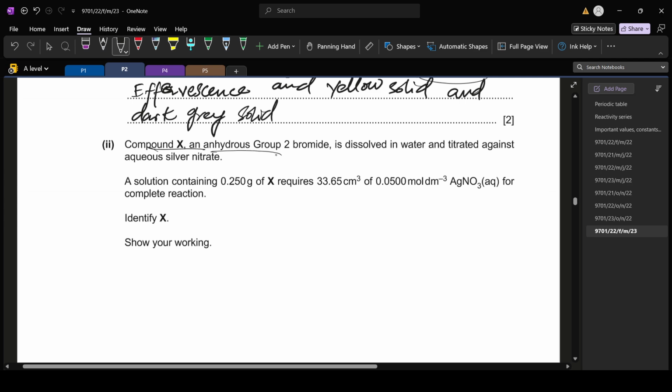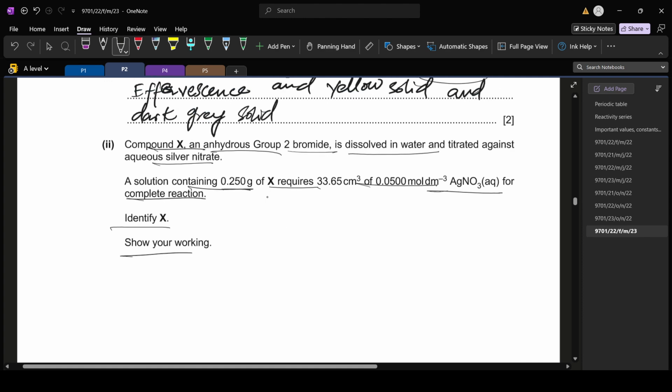Now compound X, an anhydrous group 2 bromide, is dissolved in water and titrated against silver nitrate. A solution containing 0.25 gram of X requires 33.65 cm3 of 0.05 mol per dm3 silver nitrate for complete reaction. Identify X. You have to find X.